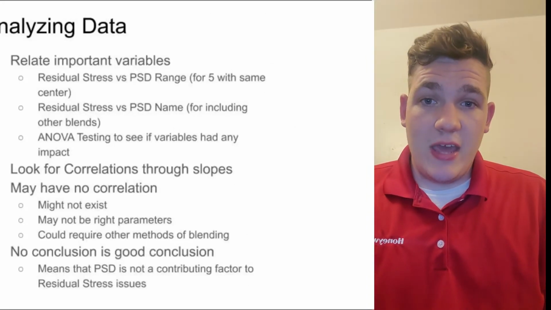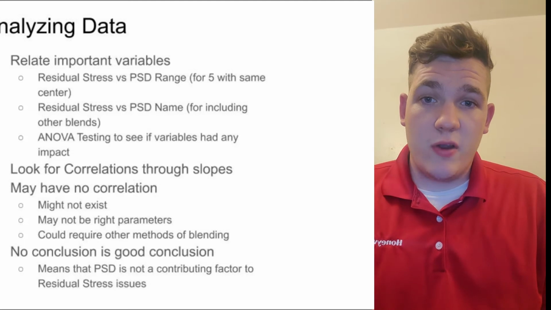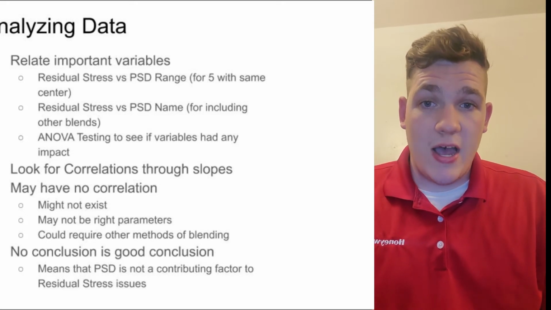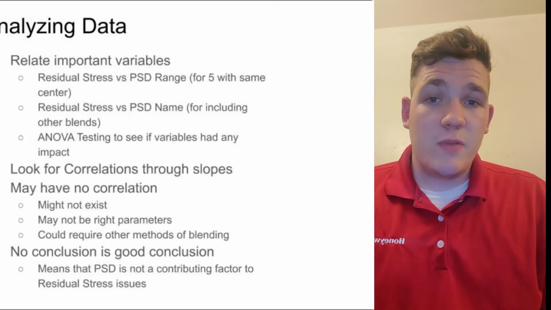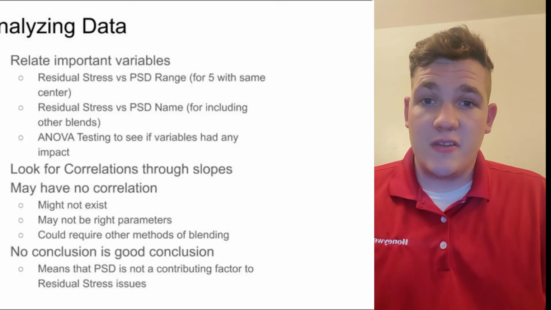To analyze the data that we had, we want to take the two variables that we were after and see if there was any correlation. That is, particle size distribution and residual stress. Since 5 of our distributions had the same center point but different ranges, we decided that we would plot the ranges on the x-axis and plot the residual stress on the y. This would give us an idea of the correlation between the two, if any, though it is possible that there would be none. It's just not something that we would see.